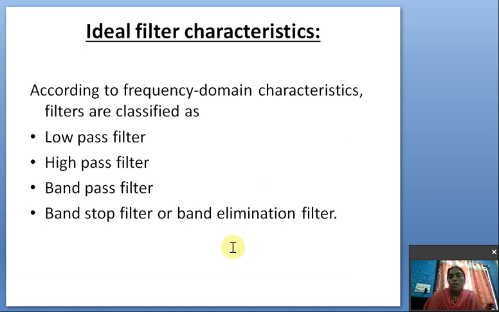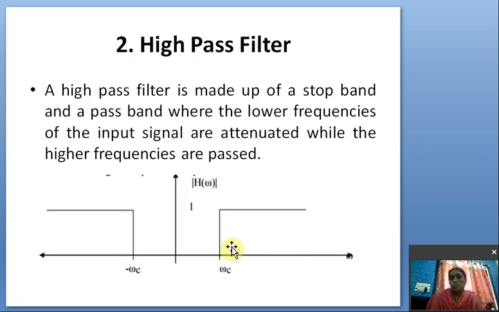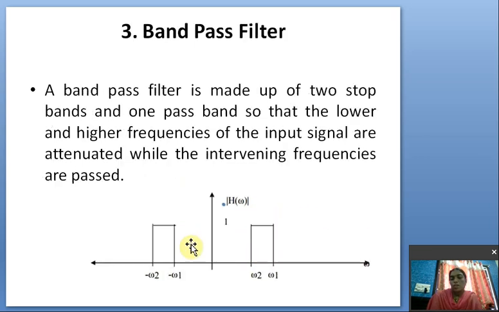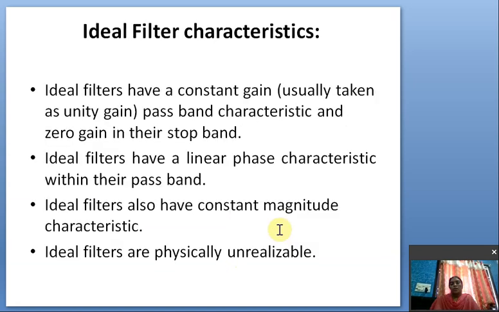Okay, now we have the different ideal filters: low pass, high pass, band pass and band stop filters. Of course you know a low pass filter: this is the frequency response which allows certain lower frequencies and removes the higher frequencies. This is the high pass filter frequency response, which allows only the high frequencies and does not allow the lower frequencies. Band pass means it allows a certain band of frequencies and removes all other frequencies. Band stop means it stops the desired band of frequencies and allows the remaining frequencies. So these are the ideal filters.